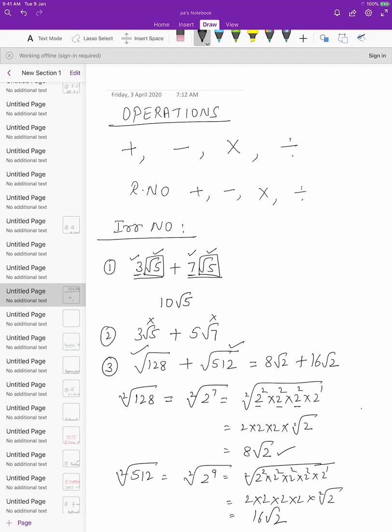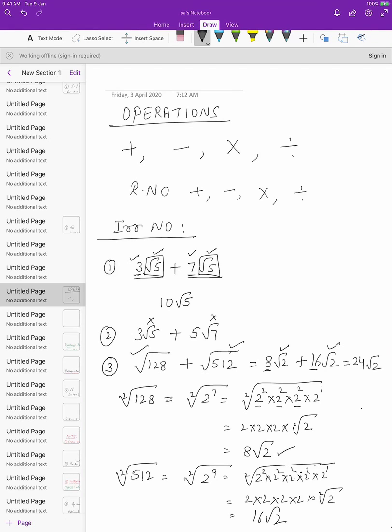Now if you look at the irrational part of both the numbers, that is the same. That means now they can be added up. So 8 plus 16 gives you 24. Only the rational parts will be added. The irrational part will come in the answer as it is.